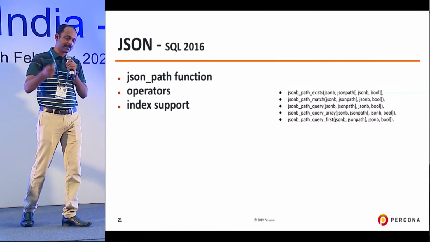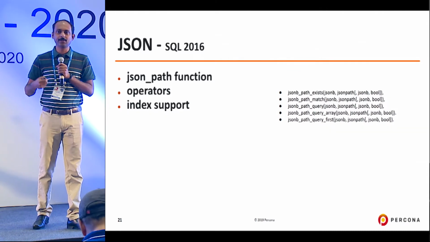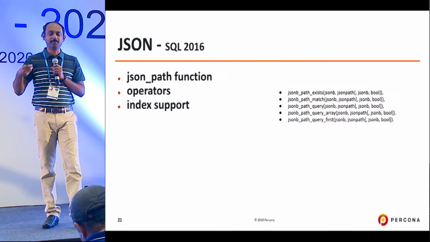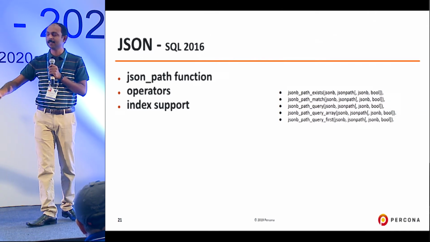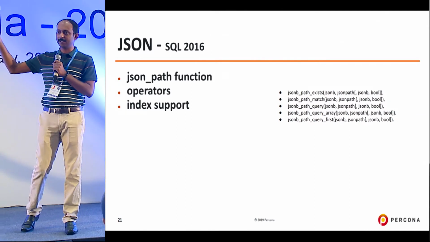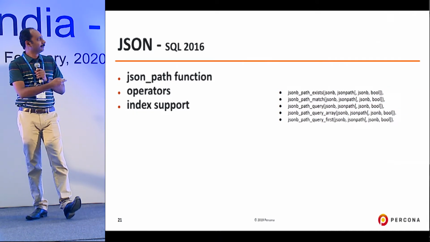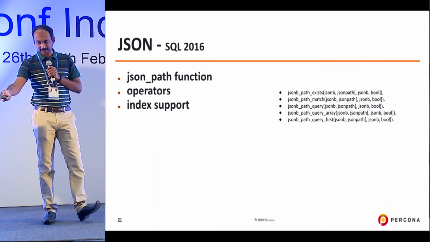So the big challenge faced by developers is that there is no standard for JSON access. MongoDB has their own way of accessing, different databases have their own things. And finally, we have a standard, SQL 2016. And Postgres has that. And I'll be giving some demo related to this later.